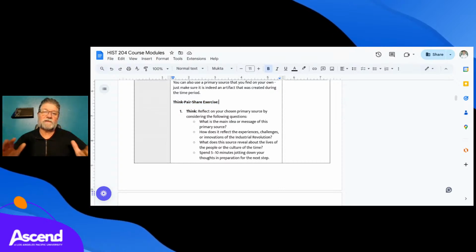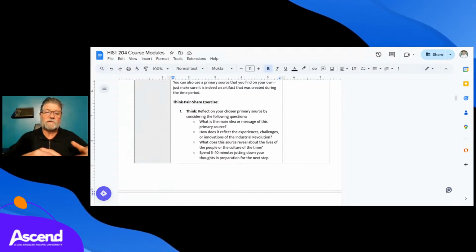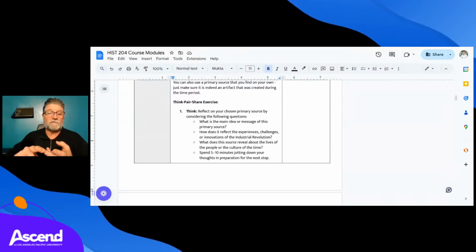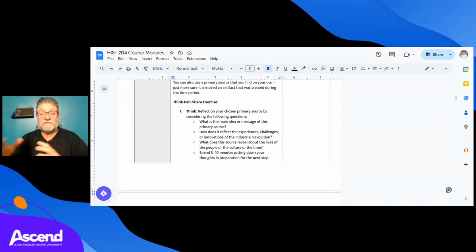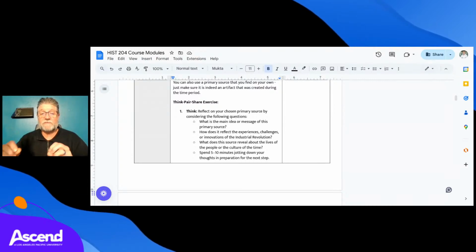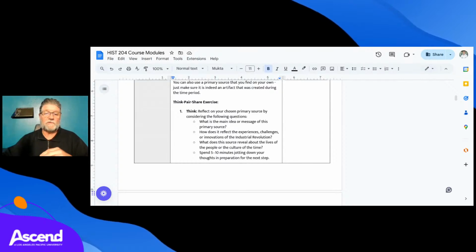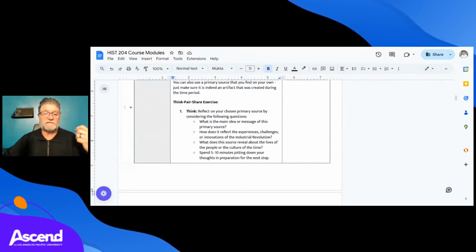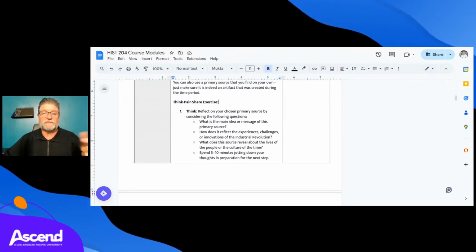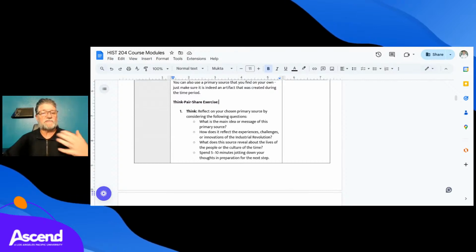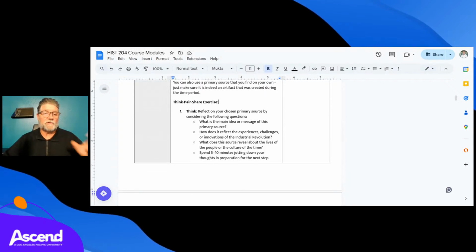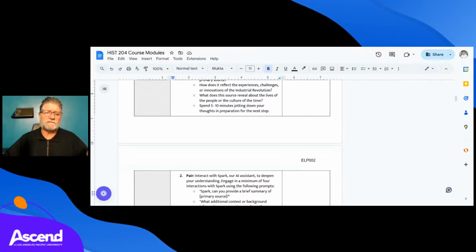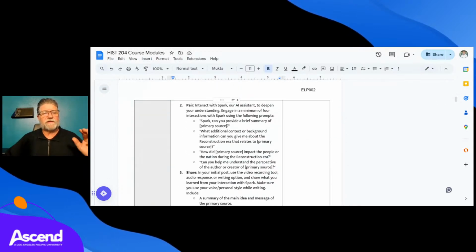So remember, think, pair, share is an active learning principle. So they're going to think. In other words, they'll reflect on a chosen primary source by considering the following questions. What's the main idea or message of the primary source? How does it reflect? So they're thinking through this. They're not even pairing up with the generative AI yet until step 2, where they pair.